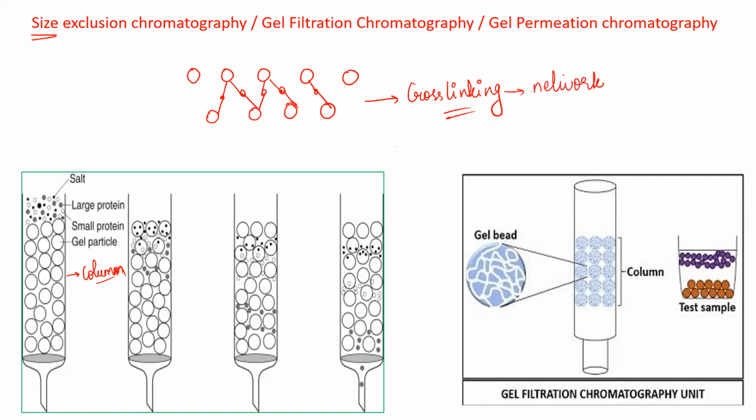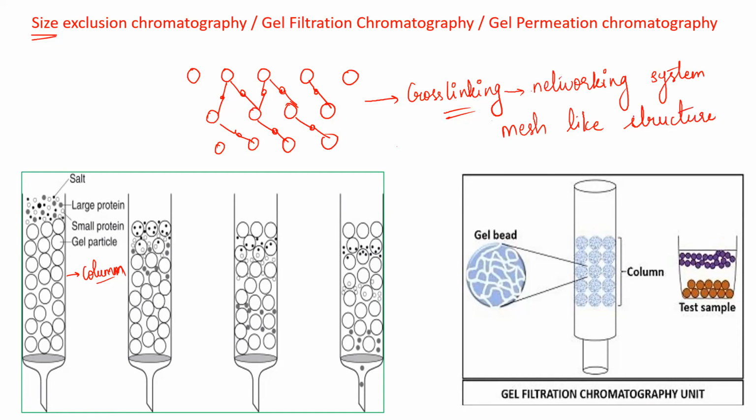So I've just drawn 2 rows. Now imagine that there are 3. So they are going to be in touch with each other. So there's going to be a networking system within the bead itself. Okay, within the bead, there's going to be a networking system. It will form a mesh-like structure inside. Now, I can draw it here.